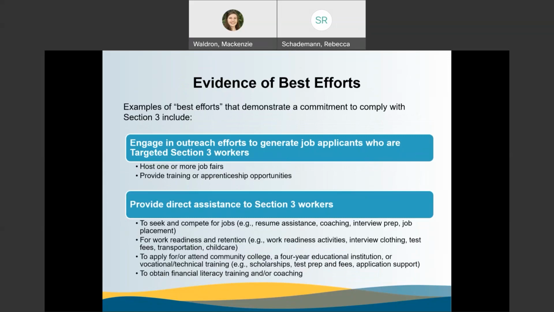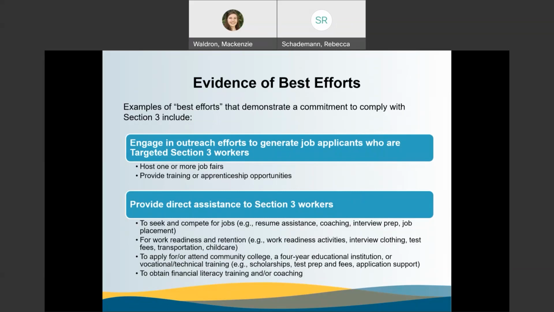Subrecipients and developers must adequately document the qualitative efforts taken to meet those numerical goals, and we've laid out some examples of best efforts that demonstrate a commitment to comply with Section 3. These include engaging in outreach efforts to generate job applicants who are targeted Section 3 workers. This could be done by hosting one or more job fairs or providing training or apprenticeship opportunities.